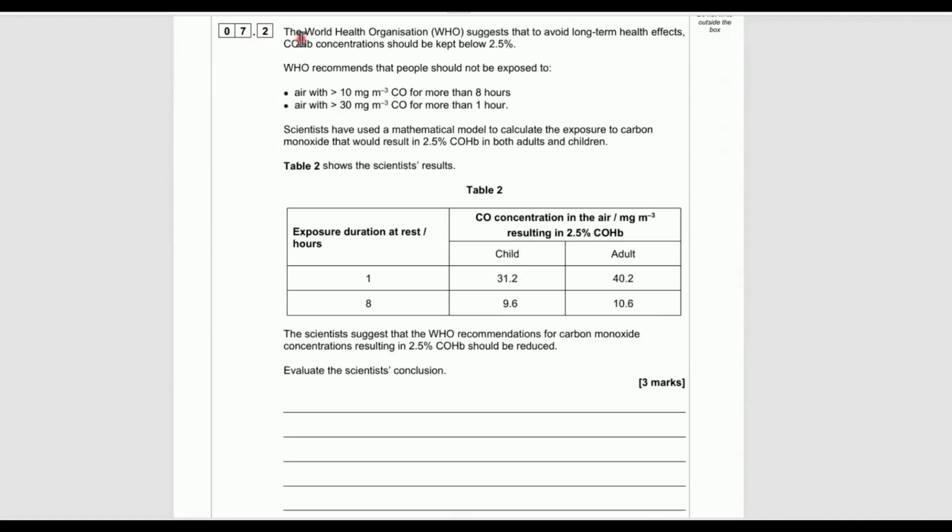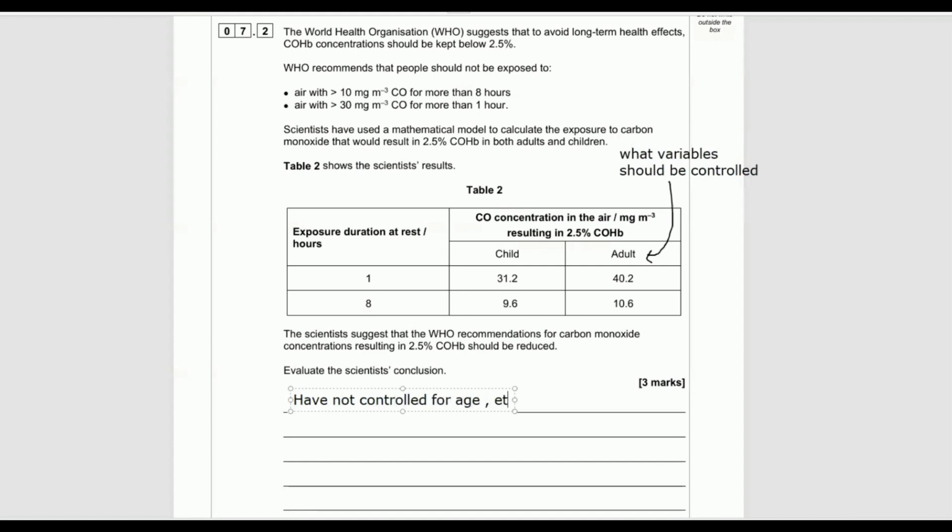Right, 7.2. The World Health Organization suggests that to avoid long-term health effects, COHB concentration should be kept below 2.5%. The WHO recommends that people should not be exposed to air with more than 10 milligrams per meter cubed of carbon monoxide for more than 8 hours, or air with more than 30 milligrams per meter cubed carbon monoxide for more than 1 hour. Scientists have been using a mathematical model to calculate the exposure of carbon monoxide that would result in 2.5% COHB in both adults and children. So the scientists suggest the WHO recommendations for carbon monoxide concentrations resulting in 2.5% COHB should be reduced.